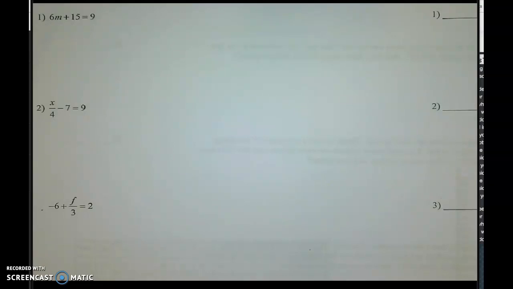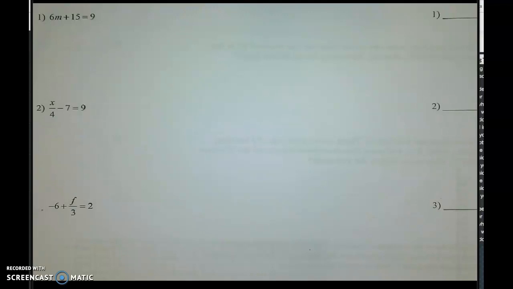Today we're going to be working through some two-step equations, being able to solve them. When we are solving equations, our goal is to get the variable by itself. We need to isolate the variable, get the variable on one side, everything else on the other.